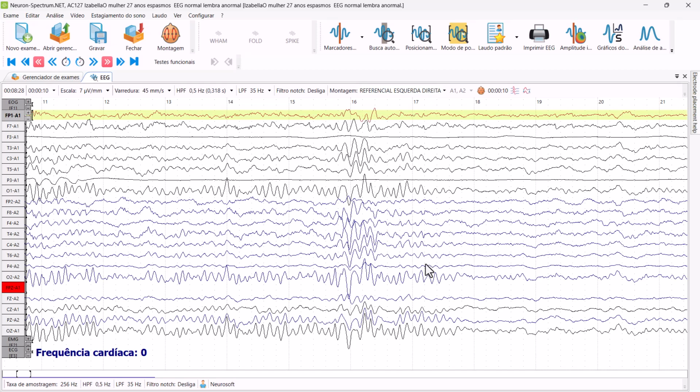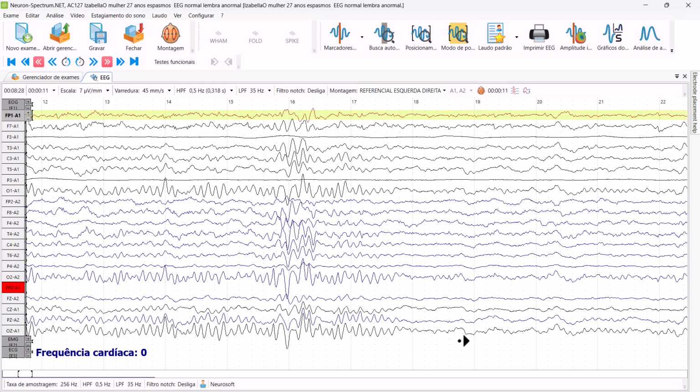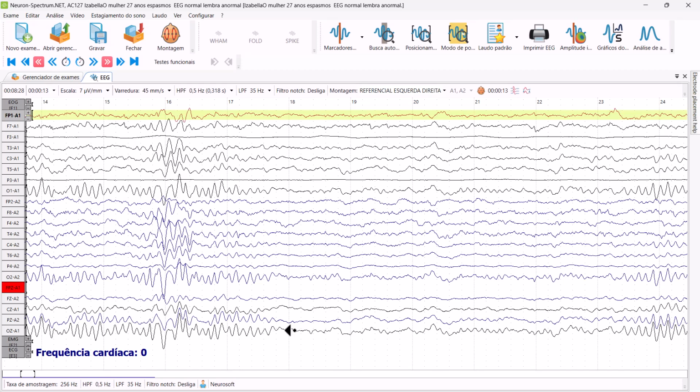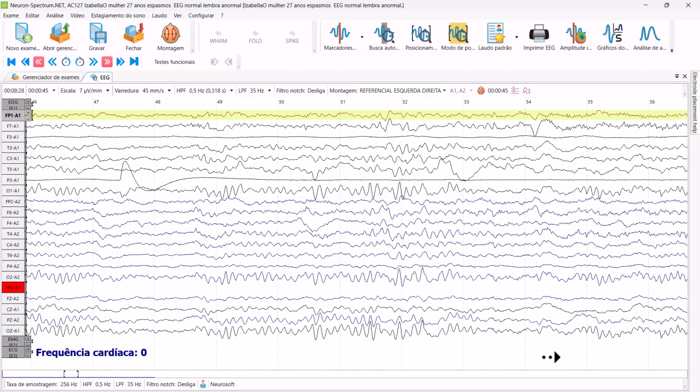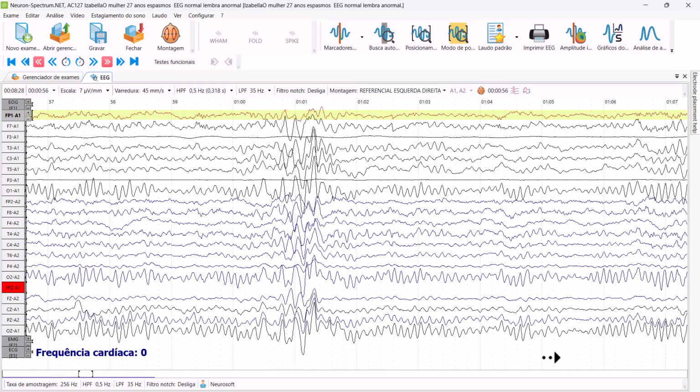Did she blink? No, we don't have any blinking artifact here before. So what do we have here? We have a period of drowsiness. So this is a synchronization of drowsiness. You notice that her alpha is not fast, but it has a considerable amplitude. And when this alpha mixes with this hypersynchronization, you have a spike wave aspect.